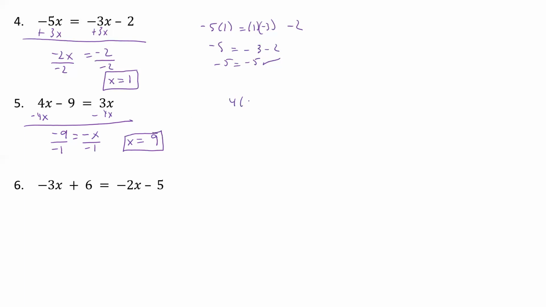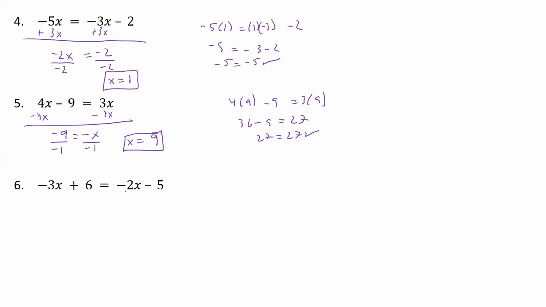So does 4 times 9 minus 9 equal 3 times 9? Well, 36 minus 9 equals 27. 27 equals 27. That checks. Okay. What about the next one?